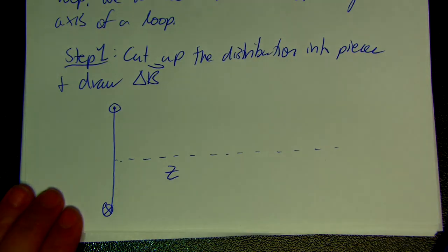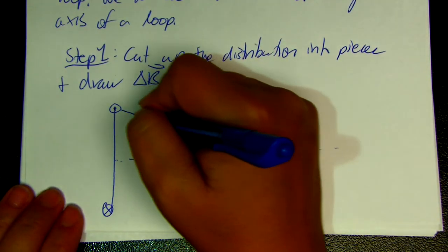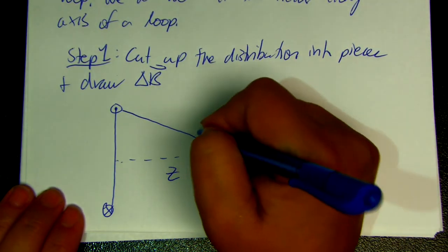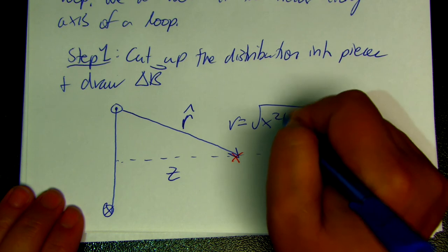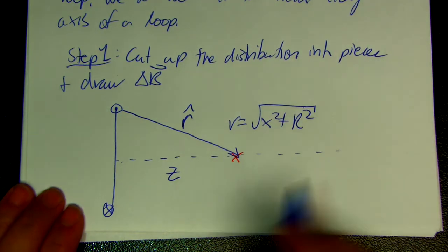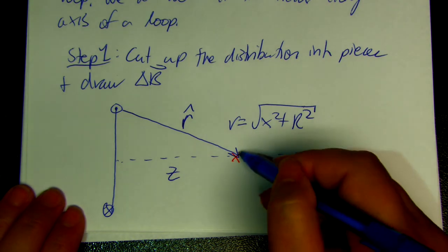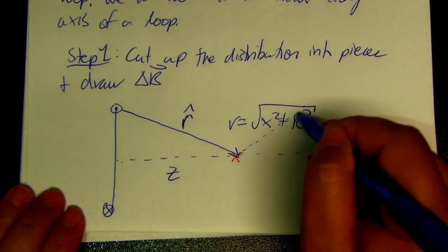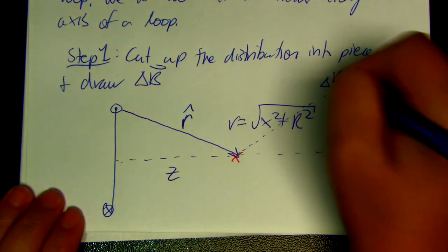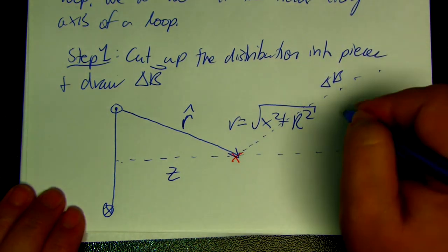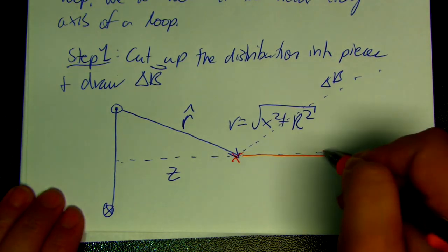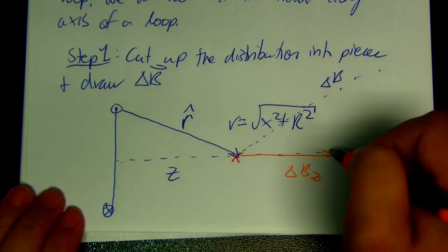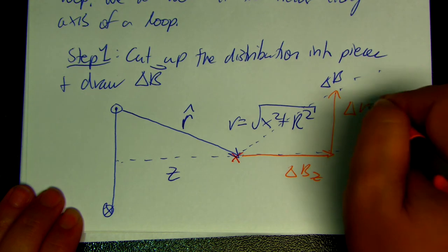So if we look at our observation point, and here we have our r hat, and r is once again equal to the square root of x squared, in this case plus r squared for the radius of the circle. And our magnetic field, I'm going to dissect this. Delta B will be going in this direction. And if we were to break this into components, delta B z and delta B perpendicular.